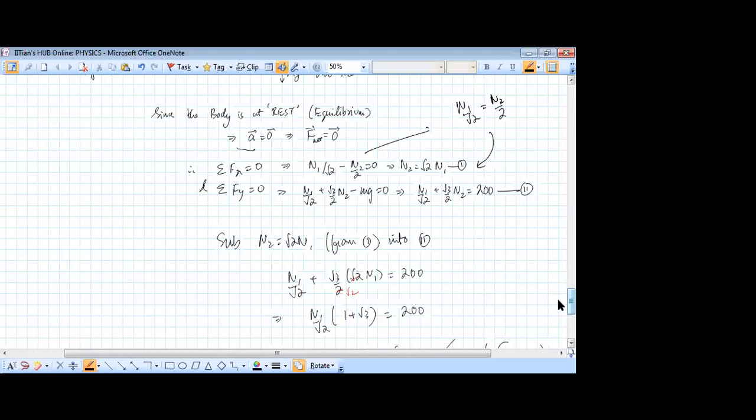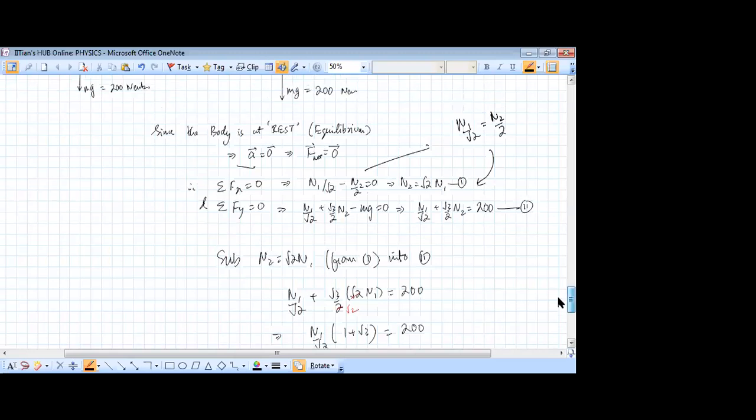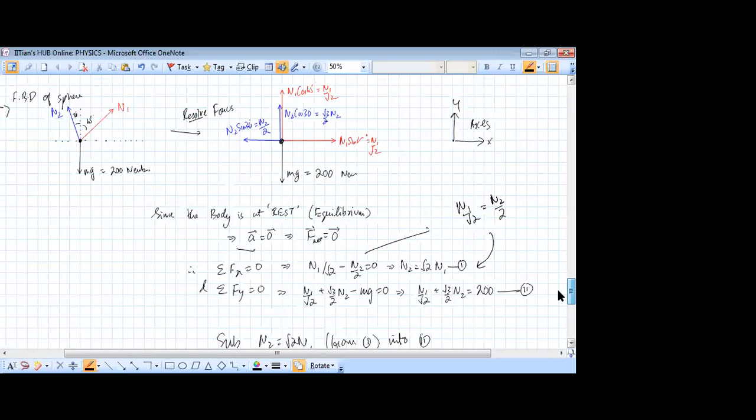Okay, let me check once again. Should not have mixed up N1 and N2. I don't think I have. N1 by root 2 plus root 3 by 2 N2 is equal to Mg. That's one equation. And N1 by root 2 is balancing N2 by 2. That's correct.